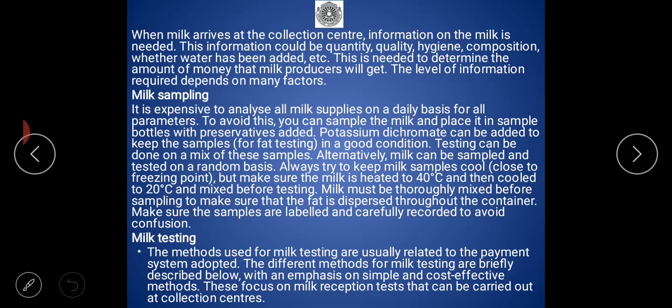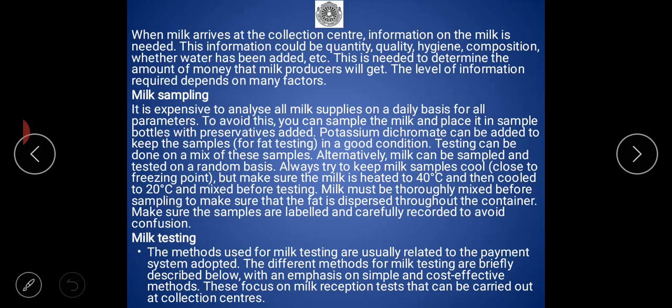When milk arrives at the collection center, information on the milk is needed, and this information could be quantity, quality, hygiene, composition, whether water has been added, etc. This is needed to determine the amount of money that the milk producer will get. The level of information required depends on many factors.